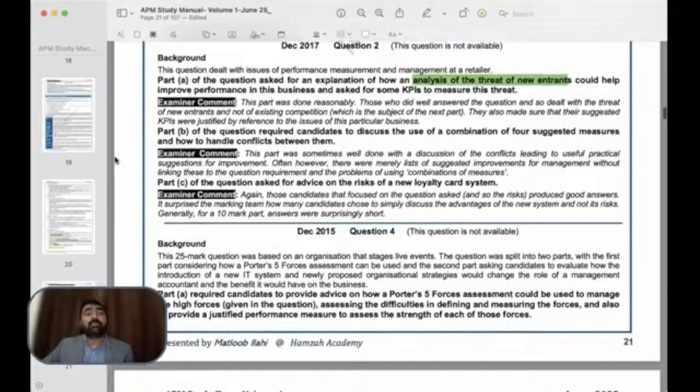Okay. Part B of the question required candidates to discuss the use of combination of 4 suggested measures and how to handle conflict between them. Use of combination of 4 suggested measures and how to handle conflicts between those measures. Sometimes measures may conflict with each other. So how to deal with those conflicts.